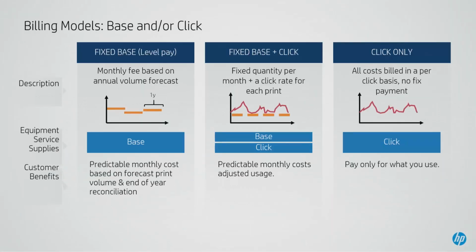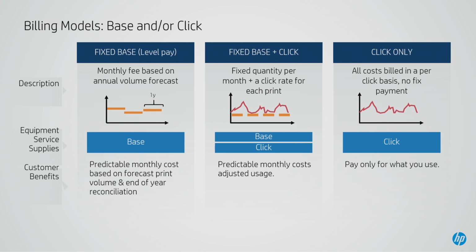There are different types of billing models that we can apply in a pay-per-use contract. The more common are the ones you see on the screen. Let's start with the first one, what we call level pay or base, fix. The monthly billing that the customer will get will be a fixed fee, a fixed price every month, based on a forecast on usage. At the end of the year, there's going to be a reconciliation of what has been invoiced in the fixed fee per month with the real usage that the customer has done.